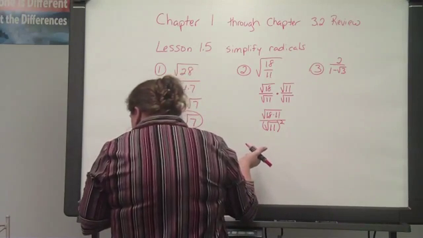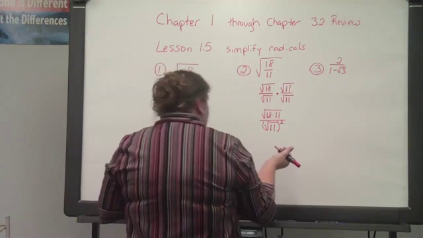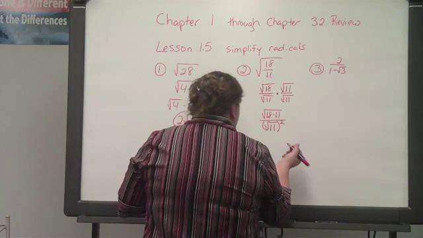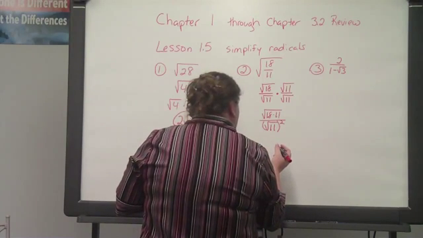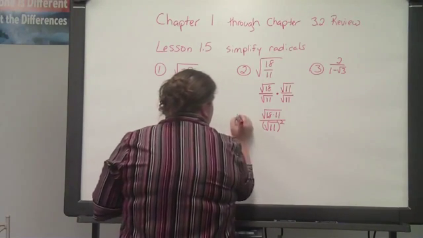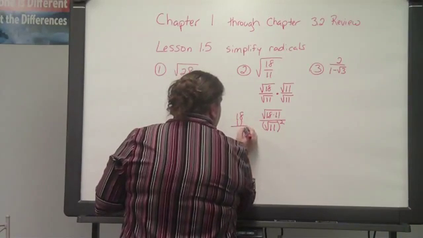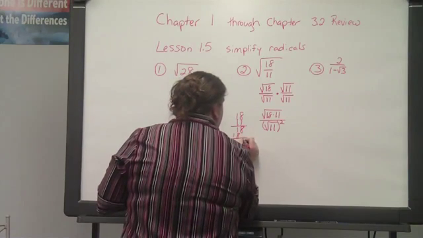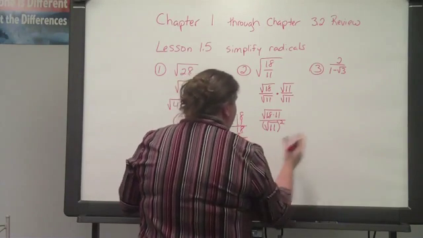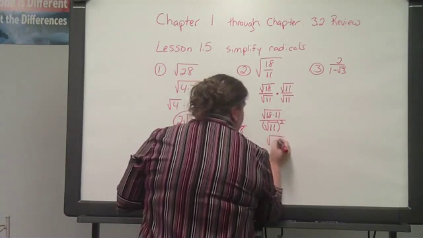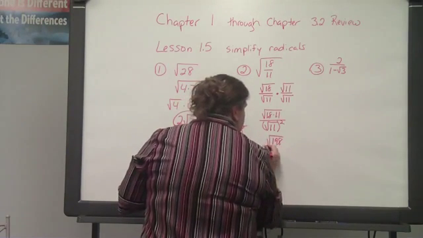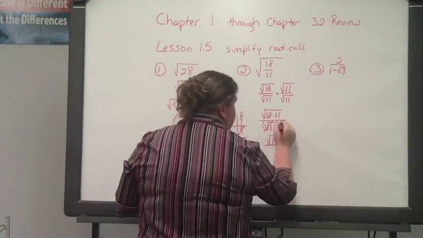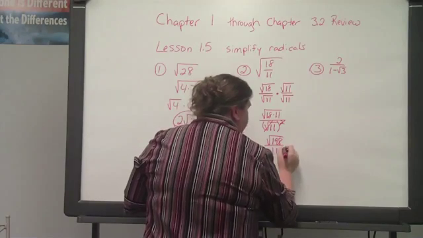18 times 11 gives me, I think it's like 189. 198. I had my numbers backwards. So the square root of 198 over, and the square root of 11 cancels the squared, so over 11.